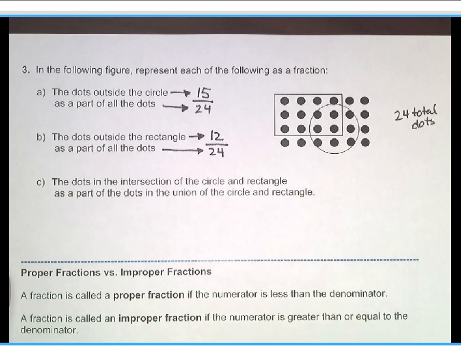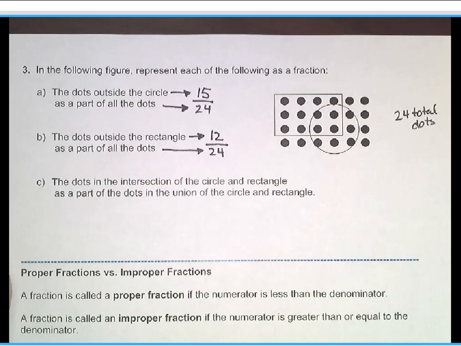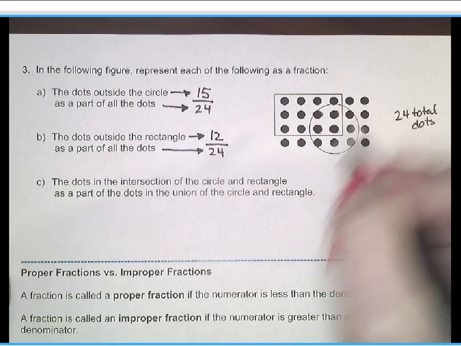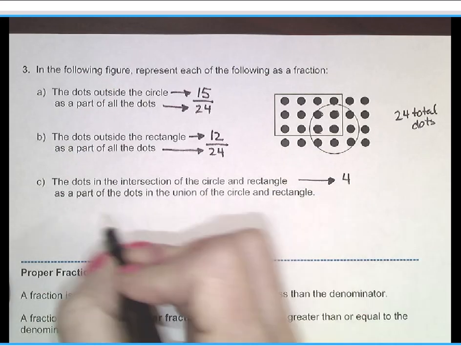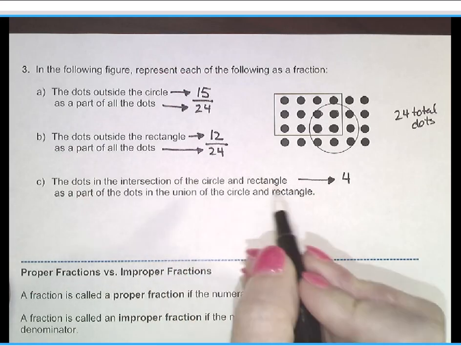And then the dots in the intersection of the circle and the rectangle. Okay, so we have to look at where the circle and the rectangle intersect. Which dots are sitting in both the circle and the rectangle? And it would be these 4 right here. So 4 dots as a part of the dots in the union of the circle and the rectangle.